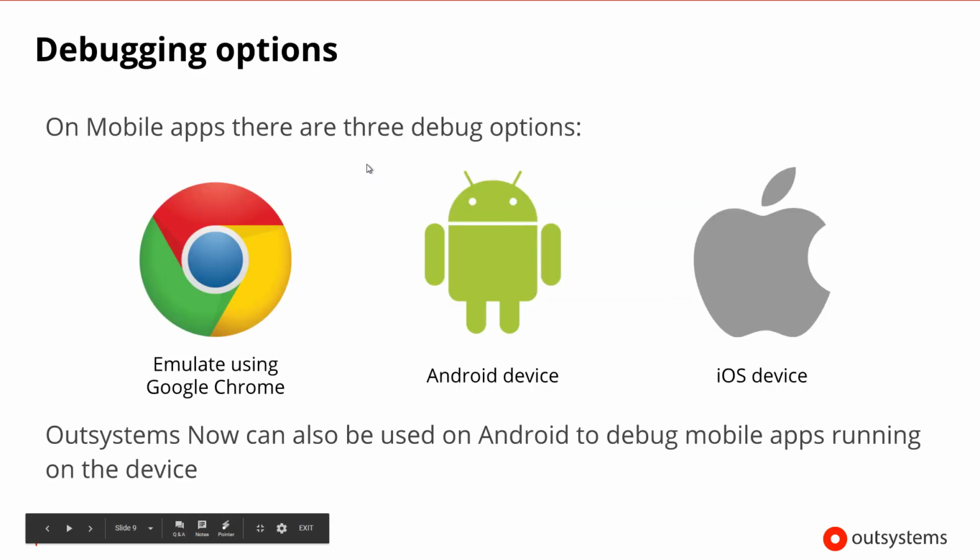Now when we do debugging from a mobile perspective, for mobile apps there are 3 different debugging options. We can either debug from the Android device or the iOS device, or we can actually debug from an emulator using Google Chrome. And when we do debugging, OutSystems Now can also be used on Android to be able to debug the mobile apps that are running on the device. So OutSystems Now won't be able to do that for us on the iOS side.